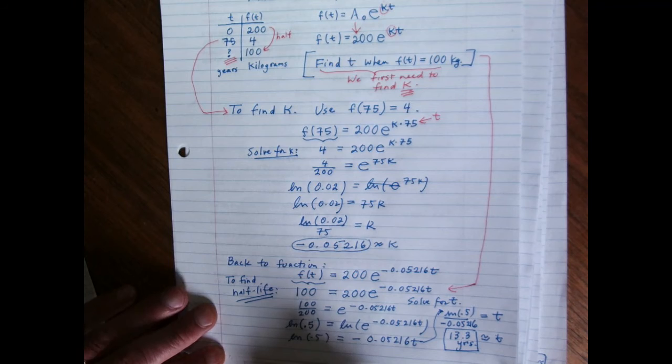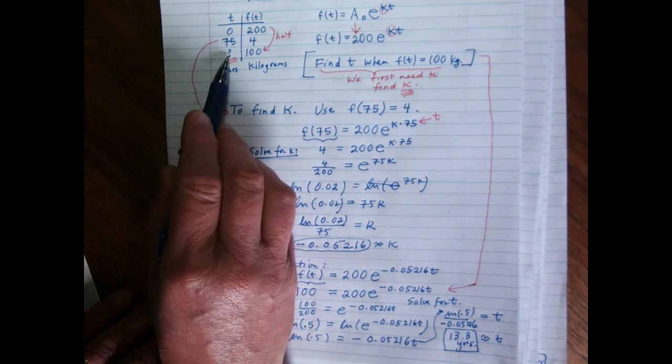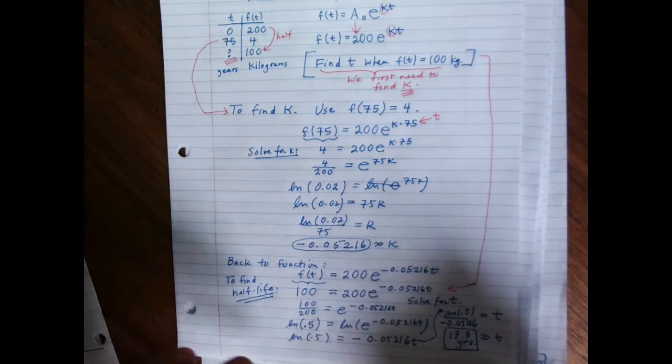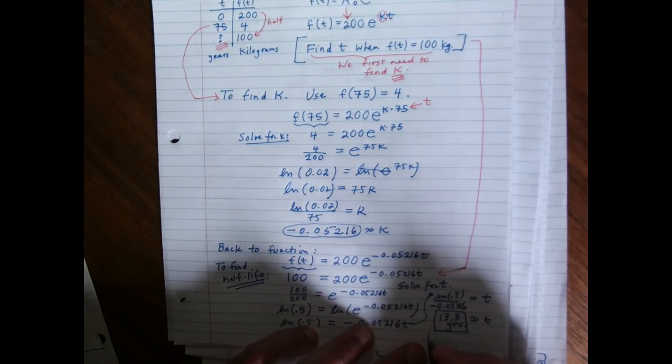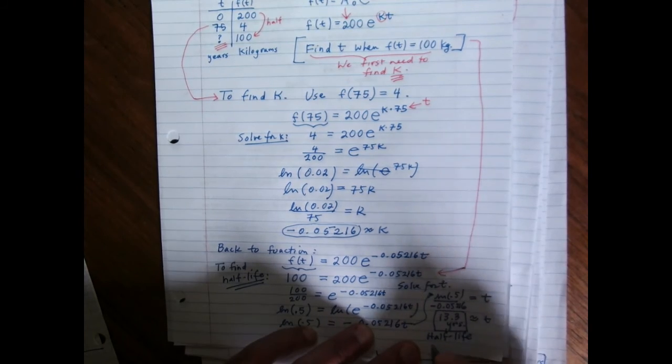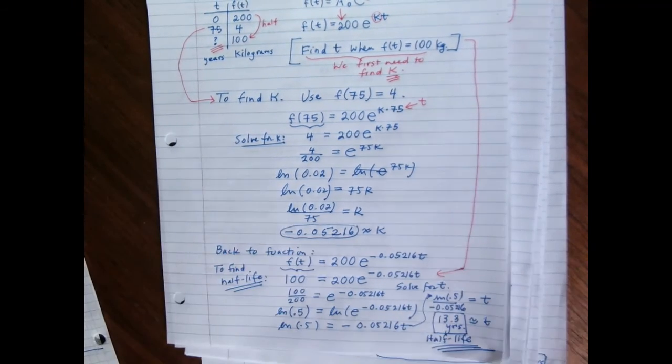So what we see is this value up here is 13.3 years. 13.3 years is the half-life of that radioactive element.